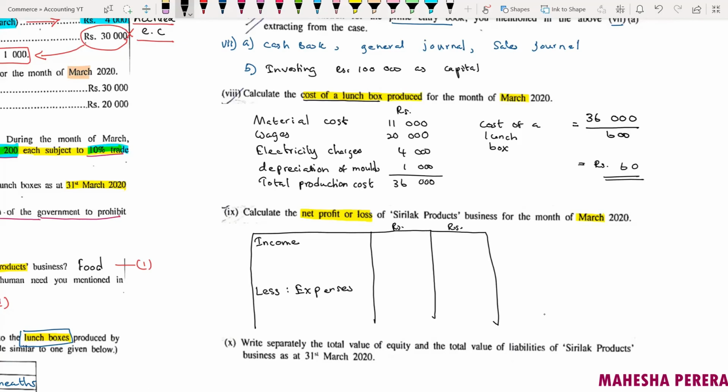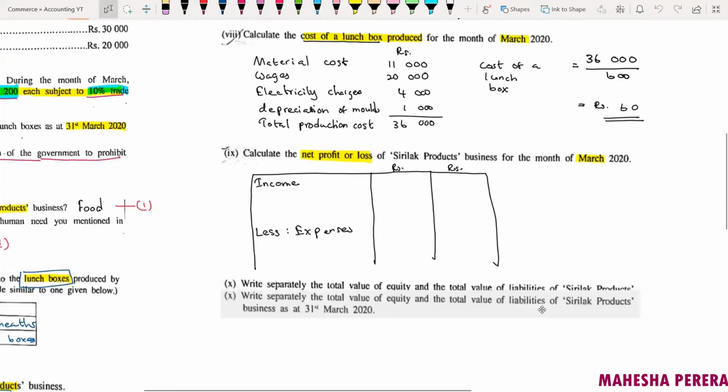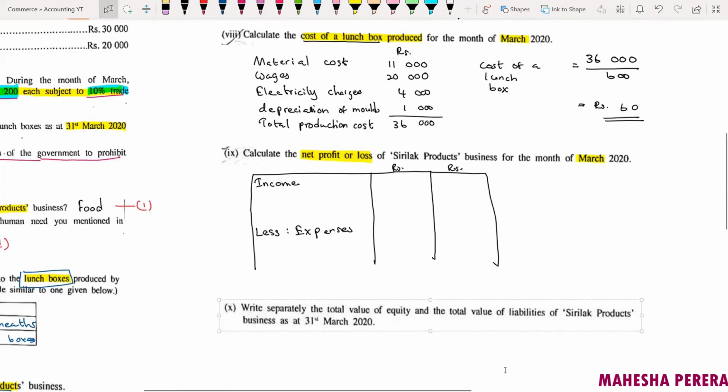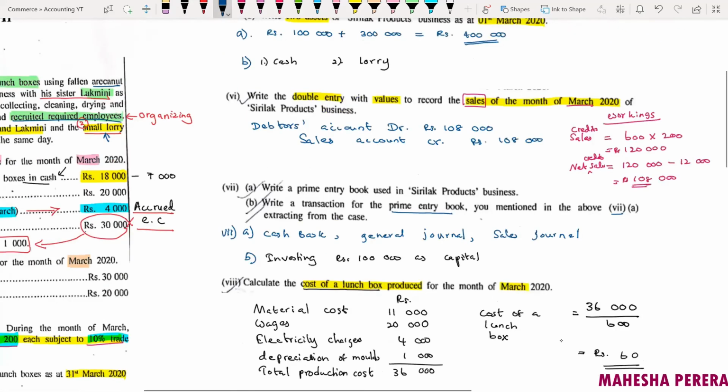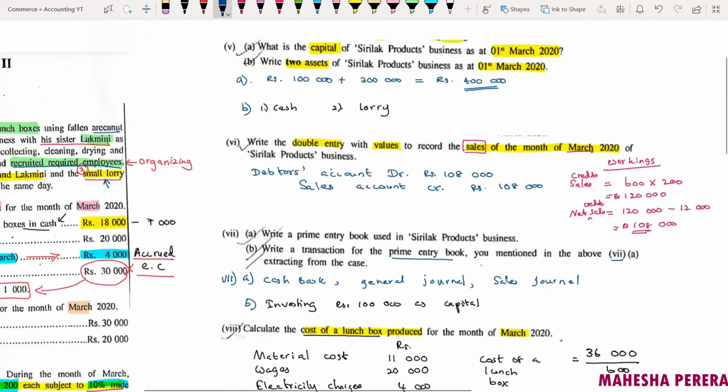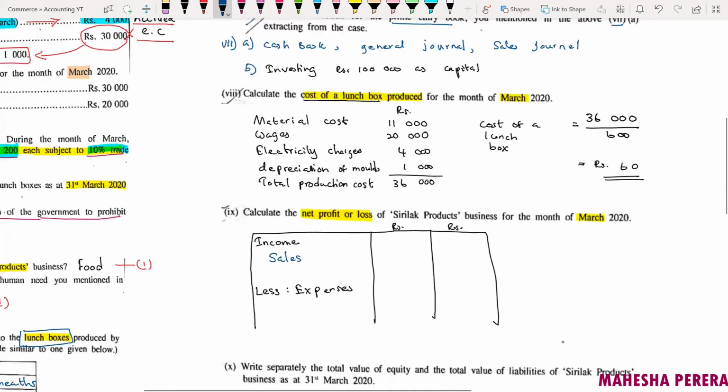Right. So how much is our sales? The main income is sales, so you can mention the sales value. And sales is the only income in this business. Actually, we found the sales income here. It's 108,000, right? So let's write 108,000.